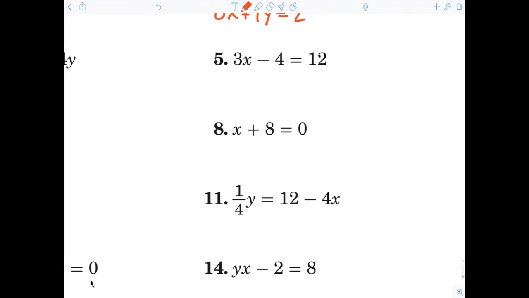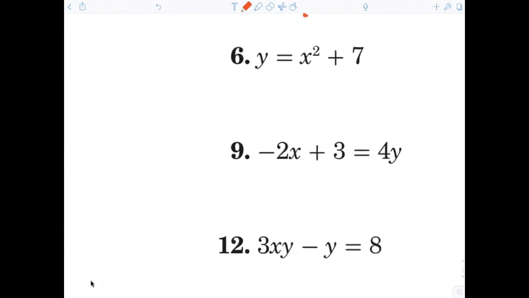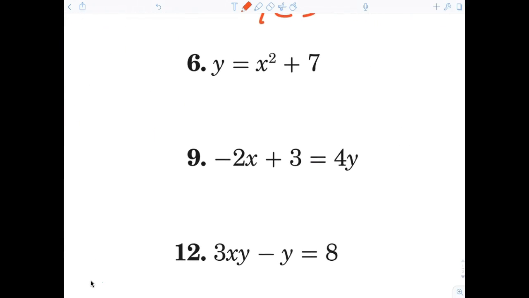So number 5 is definitely what? Yes. You can have a single x or a single y, or an x and a y. That makes it linear. Now let's go with number 6. Definitely a what? No, because it's x squared. That's called a quadratic, or a parabola. We'll get to that in the near future.